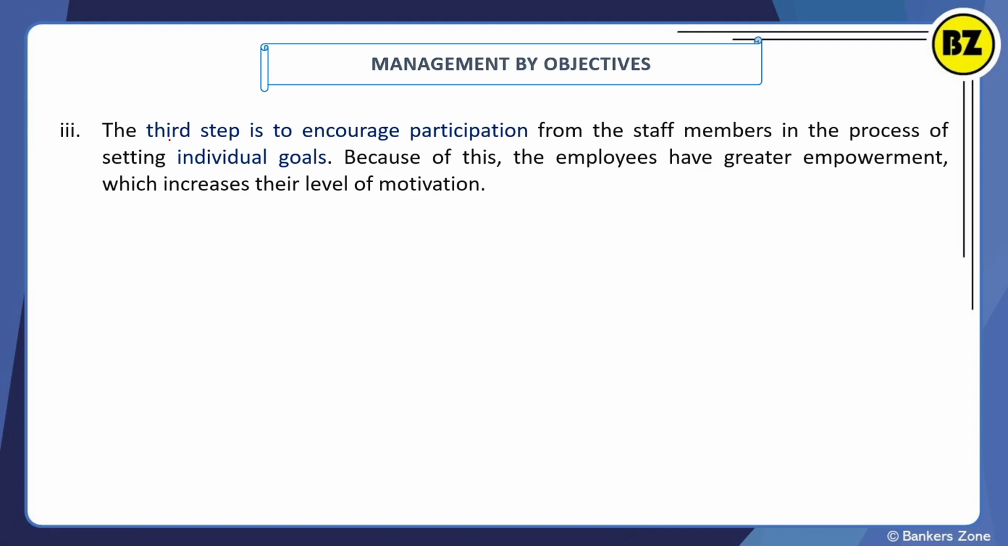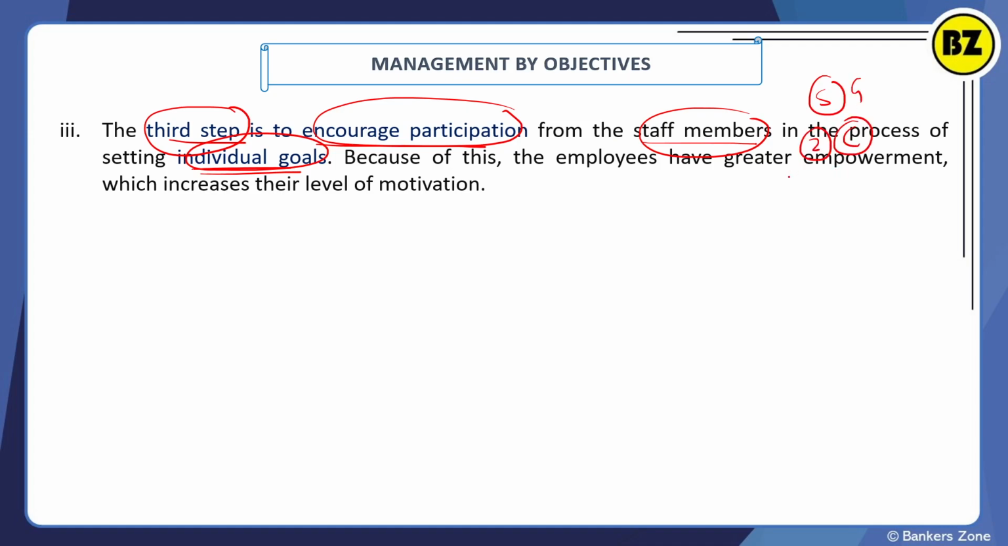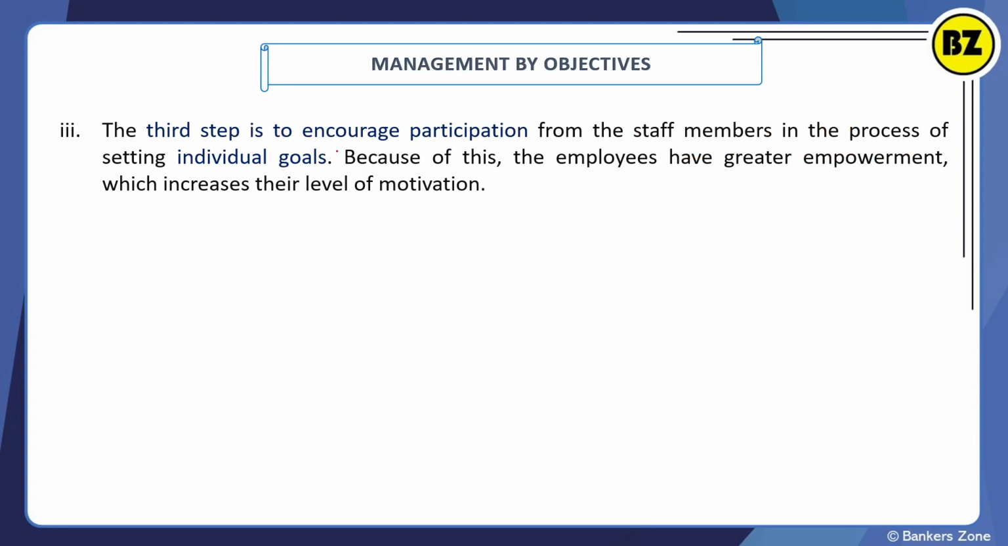It is to encourage participation from the staff member in the process of setting the individual goals. First, you set the goal for the company. In the second step, you communicate that goal to the employees, and in the third step, you set the individual goals. It is very important to encourage the staff member's participation in the individual goals, because of this, the employee will have greater empowerment, which increases their level of motivation.